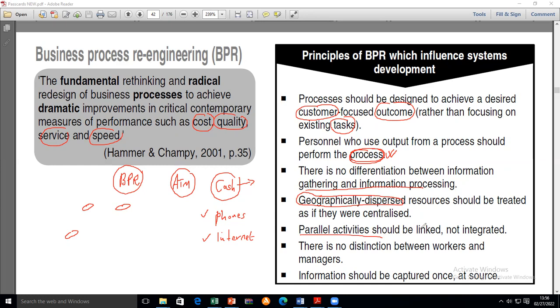Parallel activities should be linked, not integrated. Otherwise, we can start creating queues. We can start creating unnecessary queues. So what we must do is just link them up, not integrate them to become one. In this sort of setup of the BPR, there's no distinction between managers and workers. Information should be captured once. That's what happens today. We don't want duplication in terms of information capturing. Okay, so that is the BPR there, a model which is used to describe redesign of business processes.